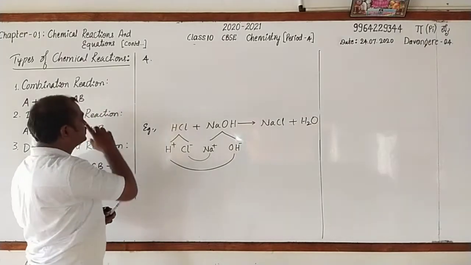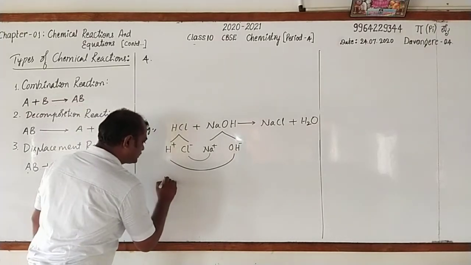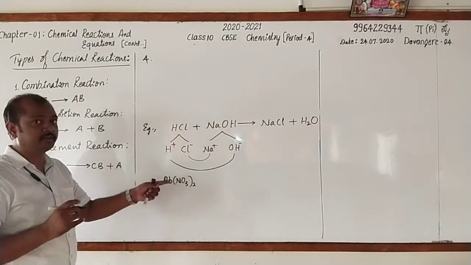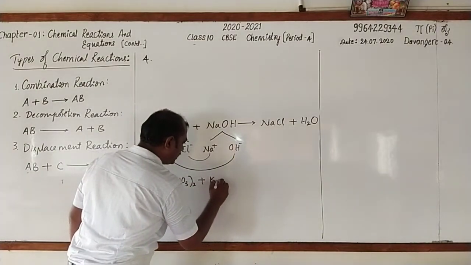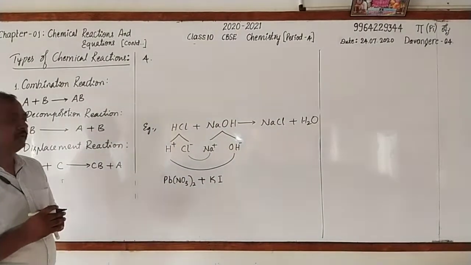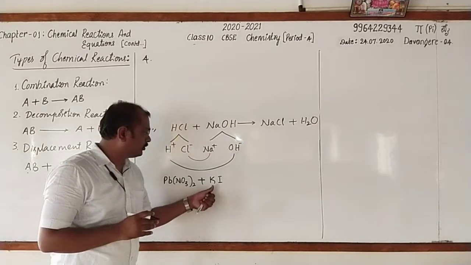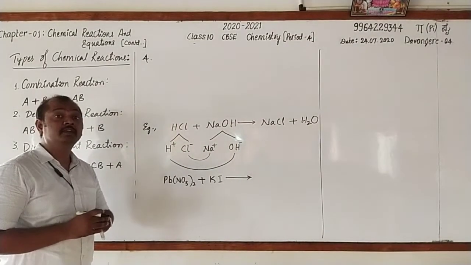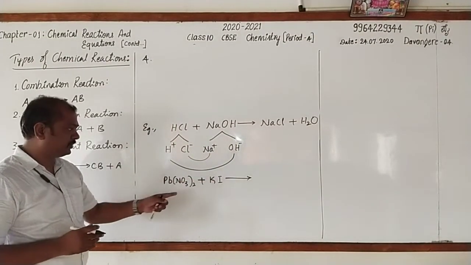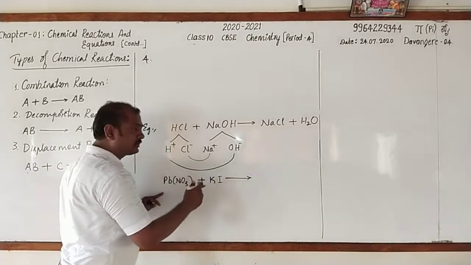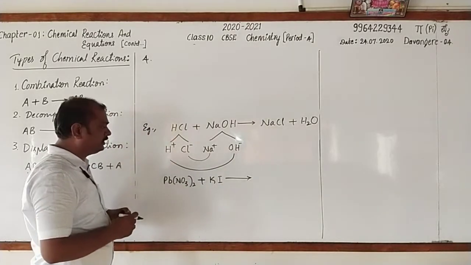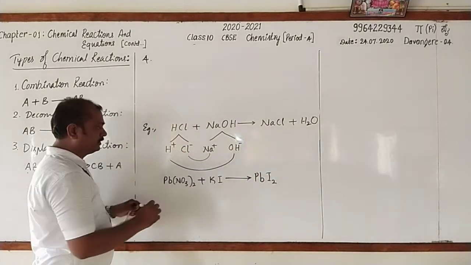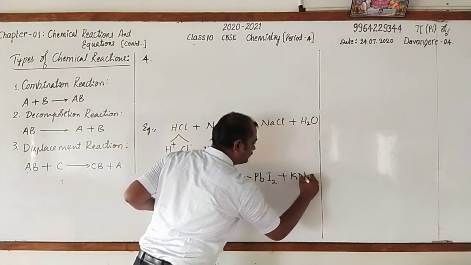Now, I am going to take another simple example which you learned in the very first class of this chapter. One is the aqueous solution of Pb(NO3)2, lead nitrate. Then another one, aqueous solution of potassium iodide. Name the compounds that are formed. These two are colorless. We get the yellow colour precipitate. Do you remember that? Yes. This is PbI2, right? Then KNO3.